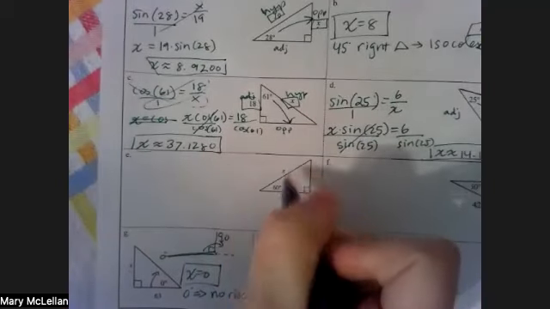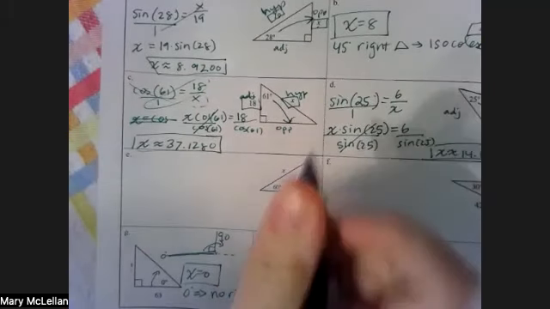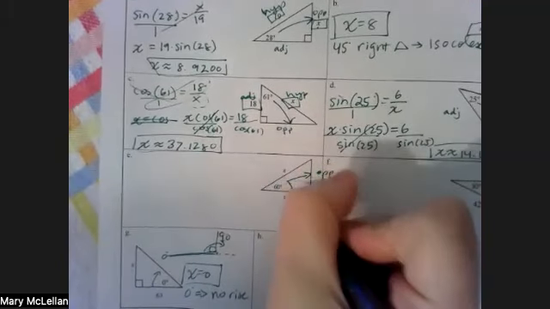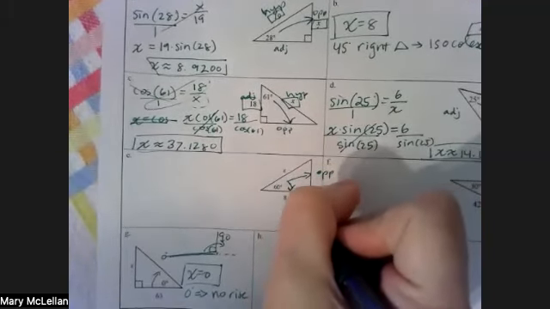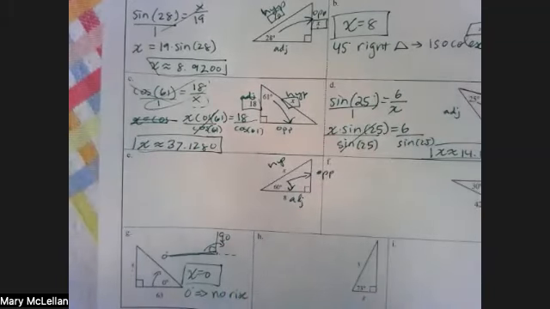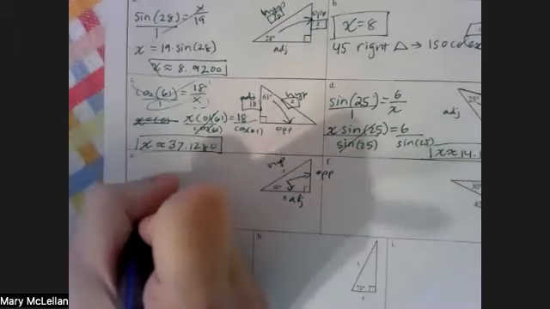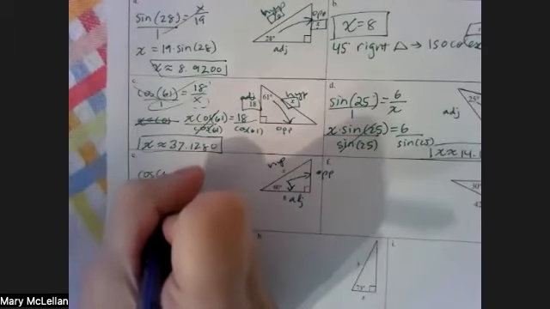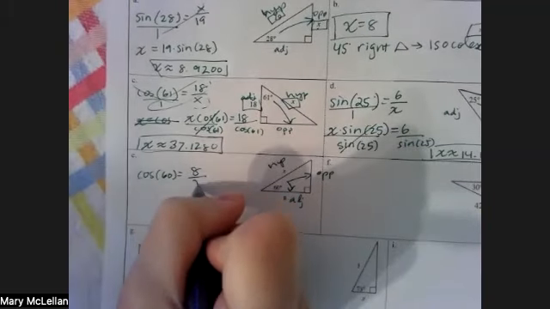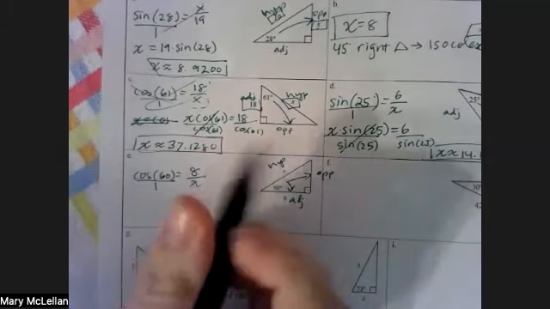Part E. I have a 60-degree angle, nothing on my opposite side. My adjacent side is 8, and my hypotenuse, the longest side, is x. So I have cosine of 60 degrees is equal to 8 over x. I cross multiply. 1 times 8 is 8, which is equal to x times cosine of 60.